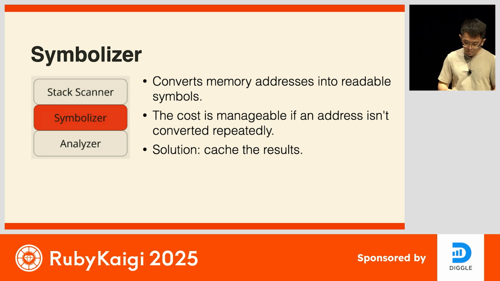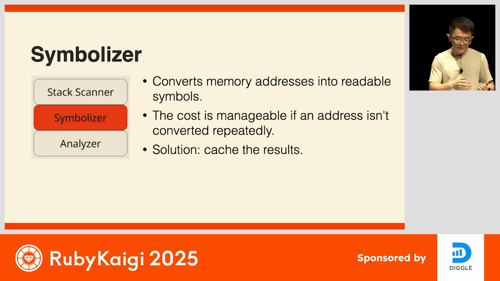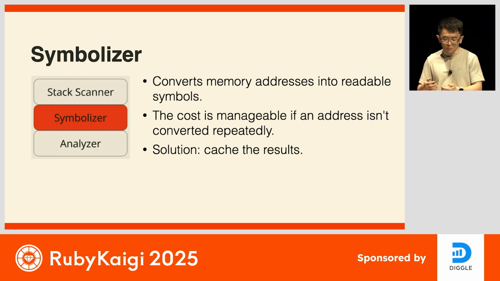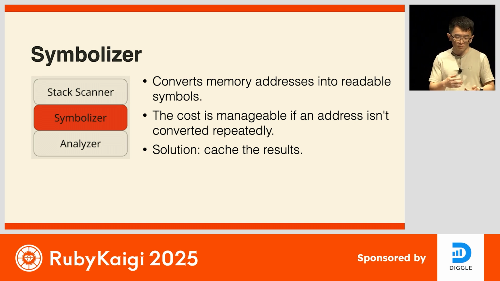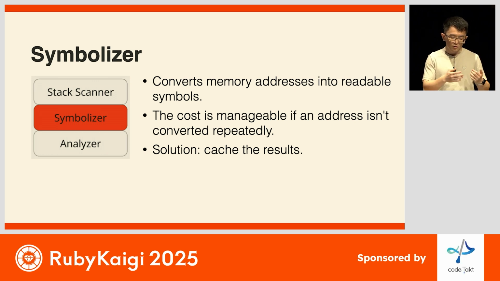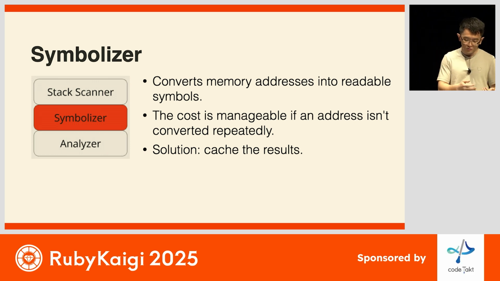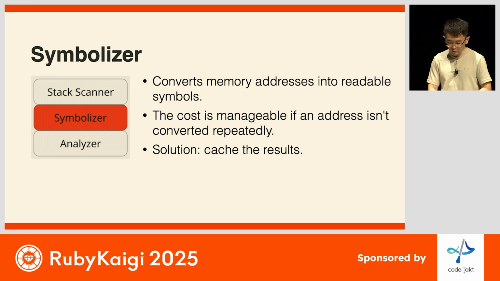But we know for any given Ruby application, there is only a limited set of methods. That means if we do not convert a method address to symbols repeatedly, its work is manageable. So for the symbolizer, its solution is to cache the translation results.